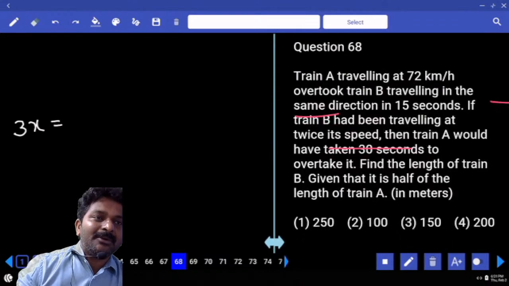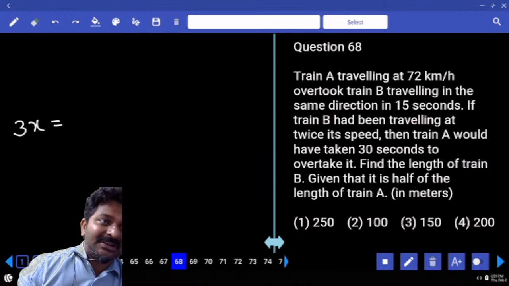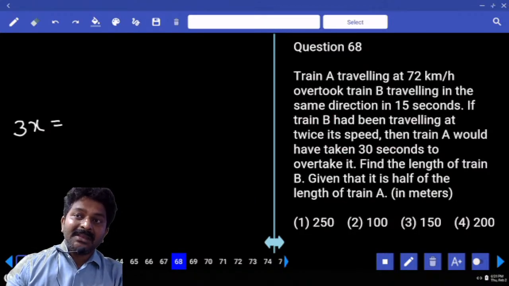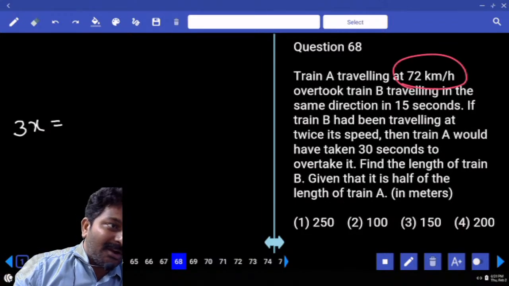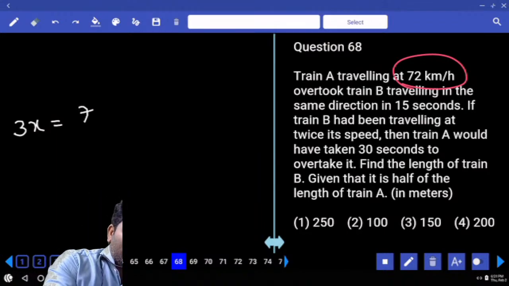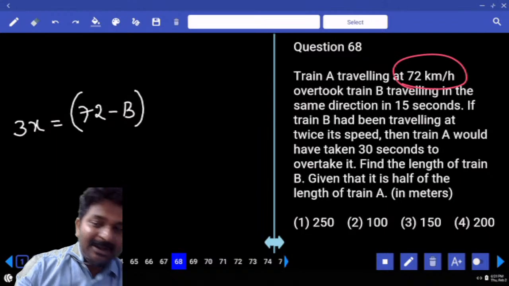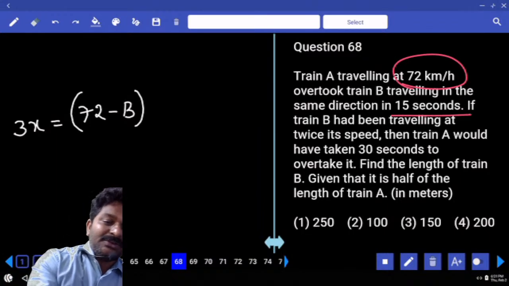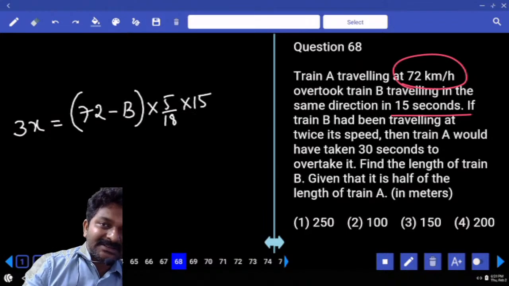Distance in the sense speed into time only. In what direction they are moving? Same direction. If they are moving in the same direction, relative speed is S1 minus S2. Train A speed 72, Train B speed not given. The speed is in kilometer per hour, time is in seconds, so we need to convert it to meter per second, multiplying by 5 by 18. Relative speed, time 15 seconds. This is the distance that it covers in the first case, correct?